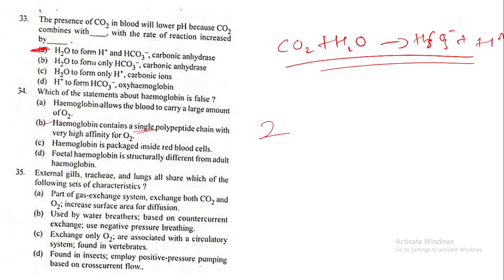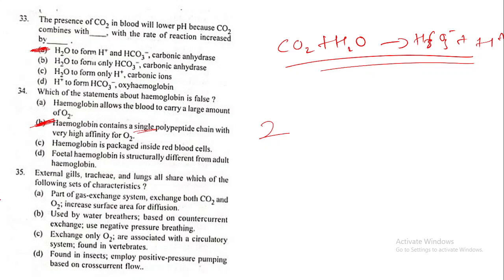But before marking, read the other options as well. Hemoglobin is packed inside the red blood cells. Yes, we know that this is true. Fetal hemoglobin is structurally different from the adult hemoglobin. Yes, that is also true. So, the right option, which is false about hemoglobin, is this, because it is made up of 2 polypeptide chains and not 1.